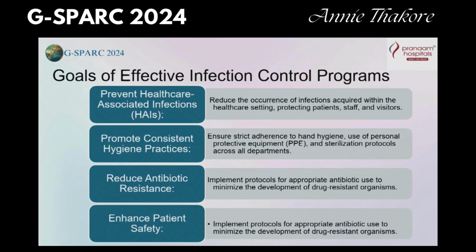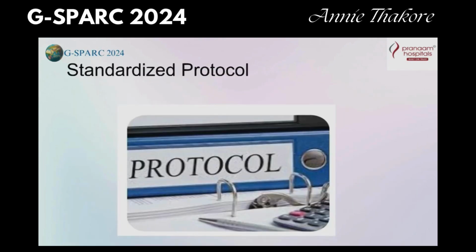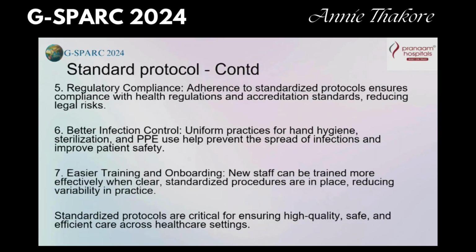Goals is to prevent healthcare-associated infections. If you have a proper way of implementing, infection control programs can help promote consistent hygiene practices, reduce antibiotic resistance, enhance patient safety, educate and train healthcare workers, monitor and report infection rates, promote multidisciplinary collaborations, and ensure compliance with regulations. So it is very important to have a protocol to ensure consistency in patient care, enhance safety, improve communication, increase efficiency, regulatory compliance, better infection control, and easier training and onboarding.